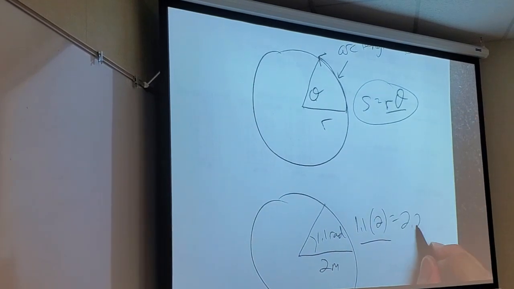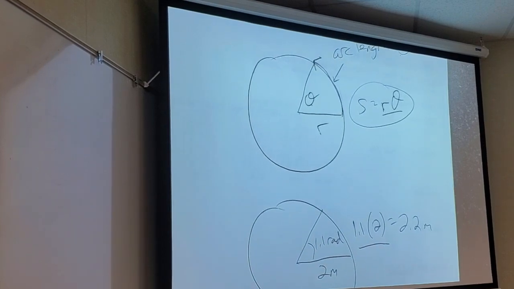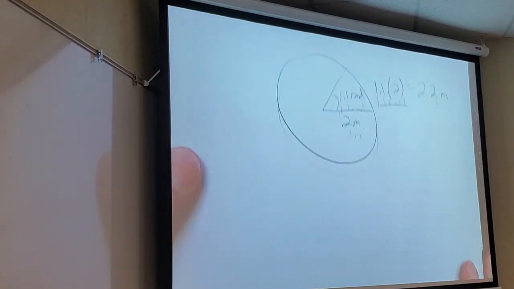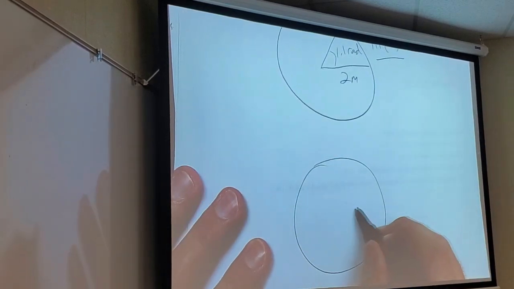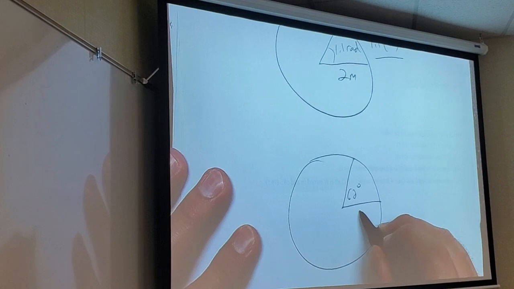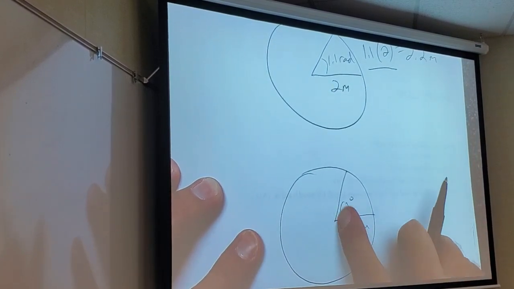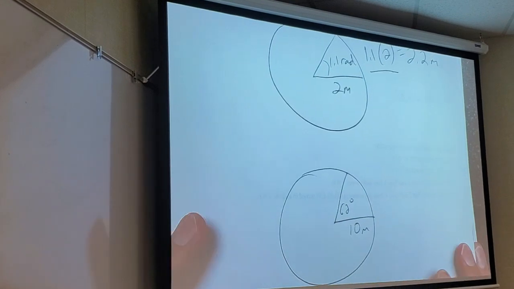So that would be 2.2. Are you with me? If the angle was in degrees, all of this goes wrong. So if I went through 62 degrees and the radius was 10 meters, I would not just multiply those, because physically, how does that make sense?